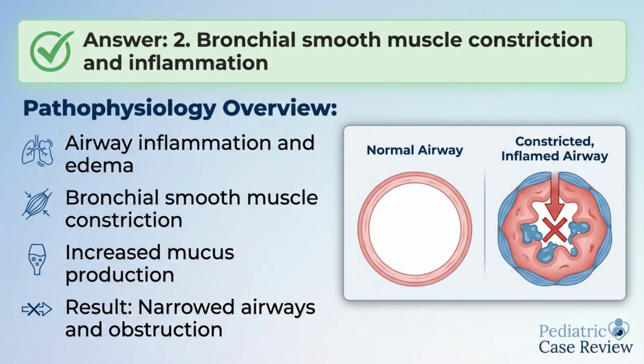The correct answer is 2, bronchial smooth muscle constriction and inflammation. In reactive airway disease, exposure to triggers causes airway inflammation and edema. Bronchial smooth muscle contracts, narrowing the airway lumen. Mucus production increases, further obstructing airflow. This combination results in the characteristic wheezing and respiratory symptoms. Understanding this pathophysiology guides treatment decisions. Bronchodilators relax smooth muscle, while anti-inflammatory medications reduce airway edema and prevent exacerbations.